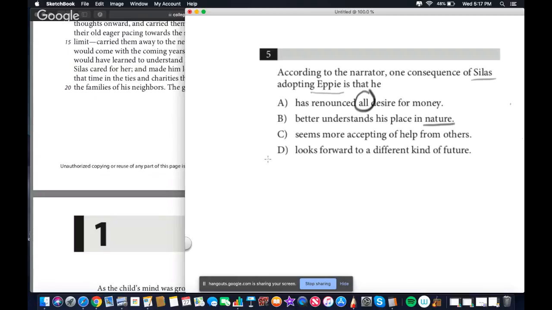really that, and just the vagueness of answer choice D. Looks forward to a different kind of future. That is so vague. If you said that in English class, your teacher would be like, give me more, dude. Give me more details. But that ends up being the right answer. The things I want you to notice is that this guy is super greedy, and you can go back and find details of that. He's super greedy, but the word all is too extreme.